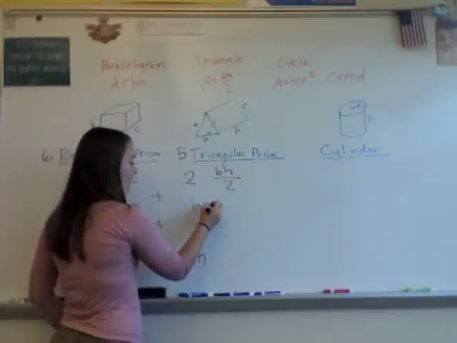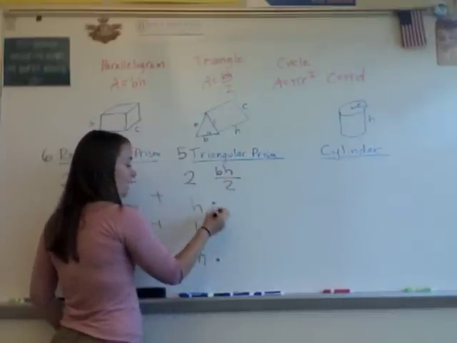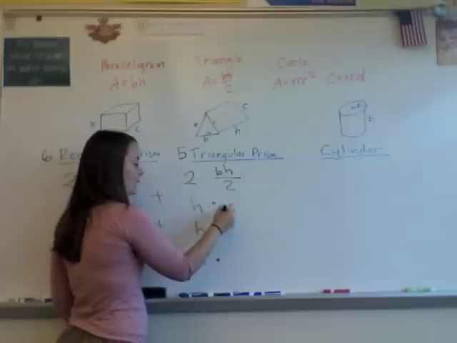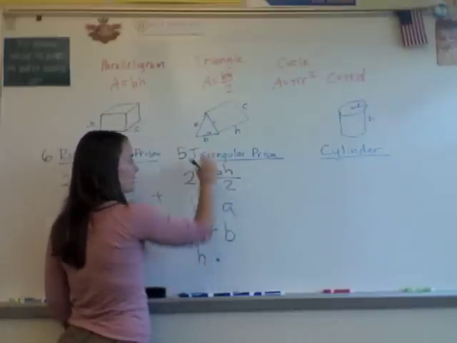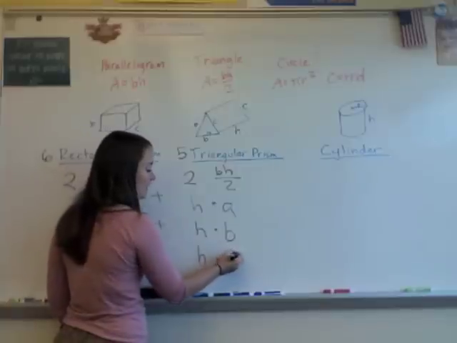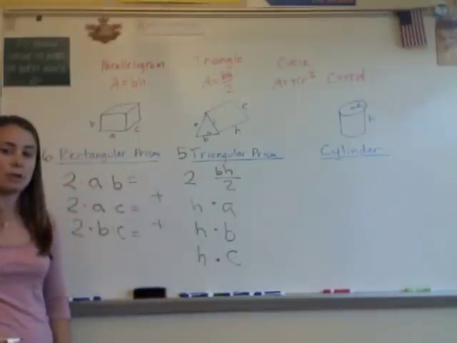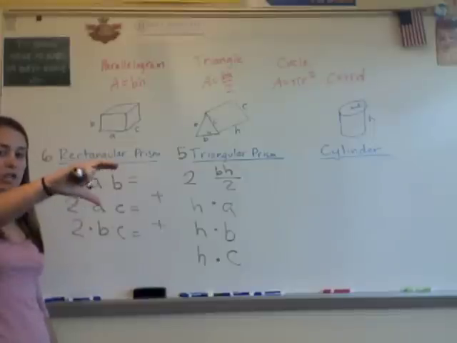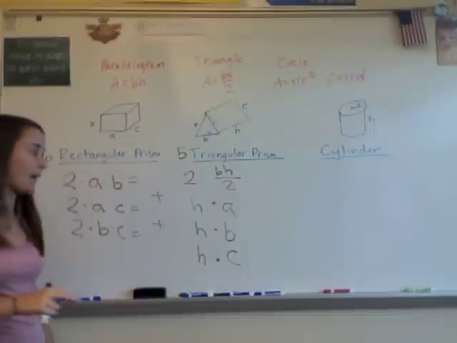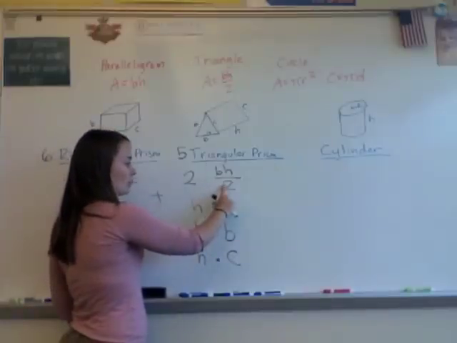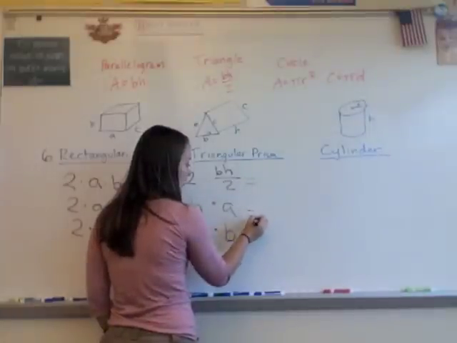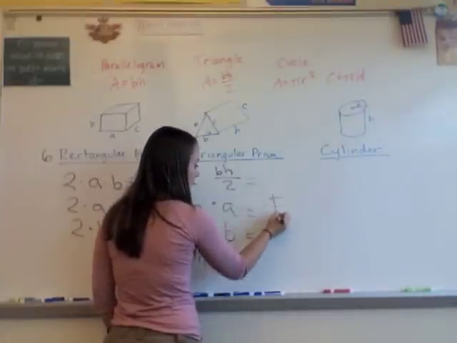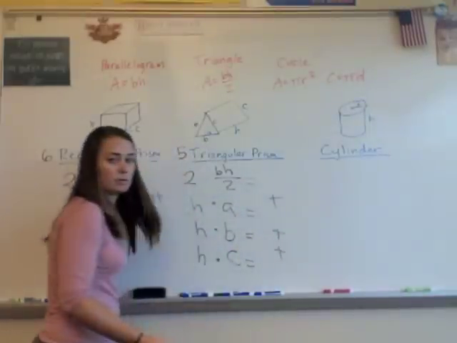So each of them is going to have the height times one of the sides of the triangle. The height times side A would be one side. The height times side B is going to be the other side. And the height times side C would be the 3rd side of my triangle, my 3rd rectangular section going between the 2 triangles. Okay? And again, once I have my 2 triangles and my 3 sides that are all rectangles, once I get all those numbers, I will add them up.